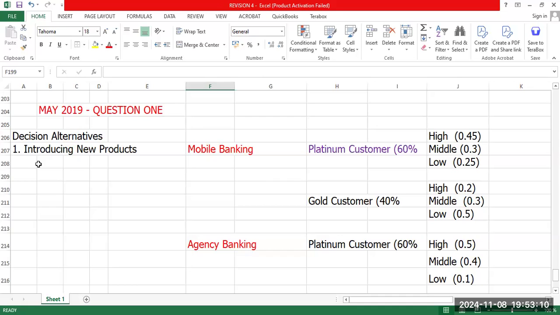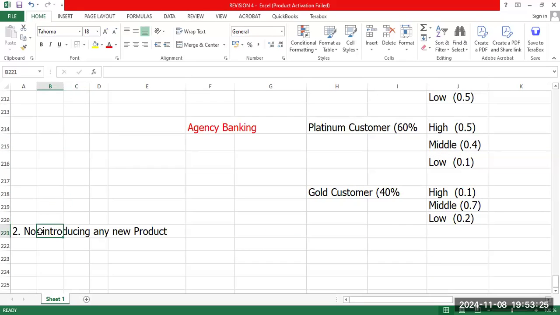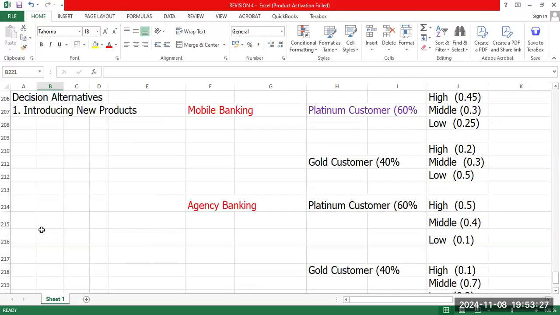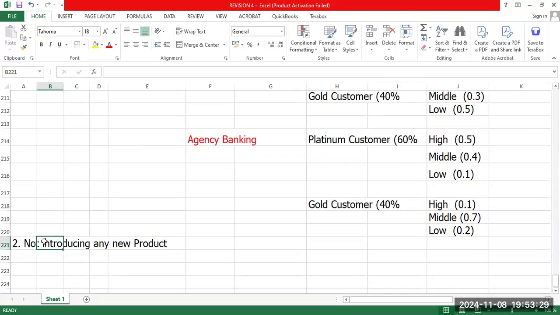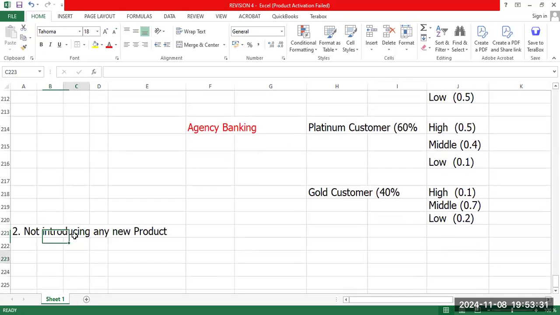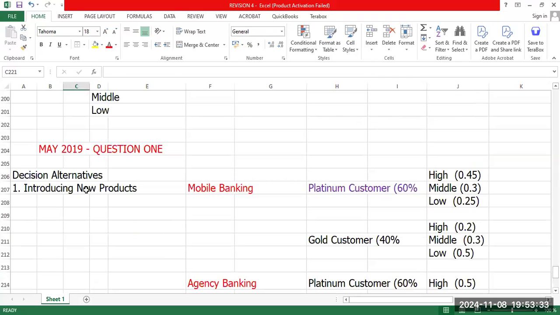It ideally means that now, I start with introducing the product or not introducing the product. These are options available. Either you can introduce the product or not introduce the product. If I decide to introduce the product, I will have also other options.